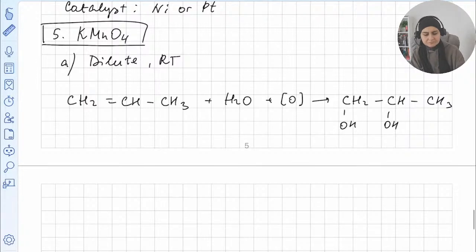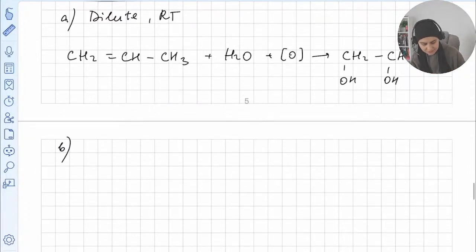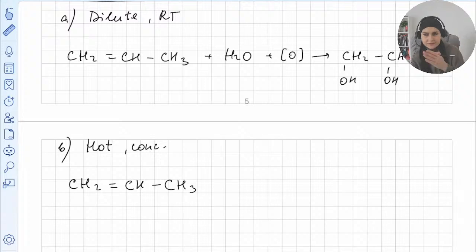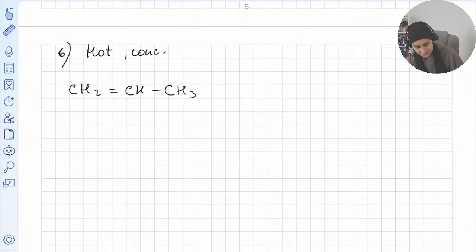But now if you are using a hot concentrated potassium manganate in acidic conditions, then depending on where the double bond is, you get different products. I'll just give you some examples. So if this is hot concentrated potassium manganate, let's say you have a double bond at the end of the chain, the double bond will break. I won't write it as a balanced equation. Let's just write down the products.